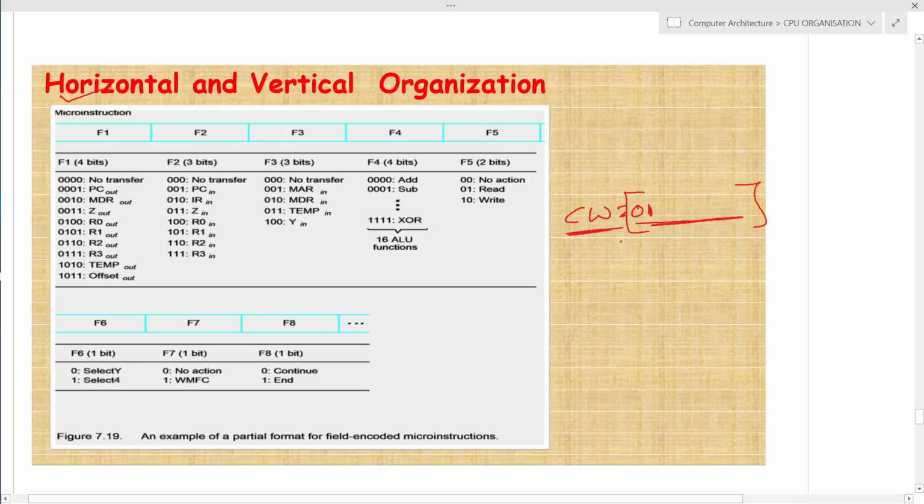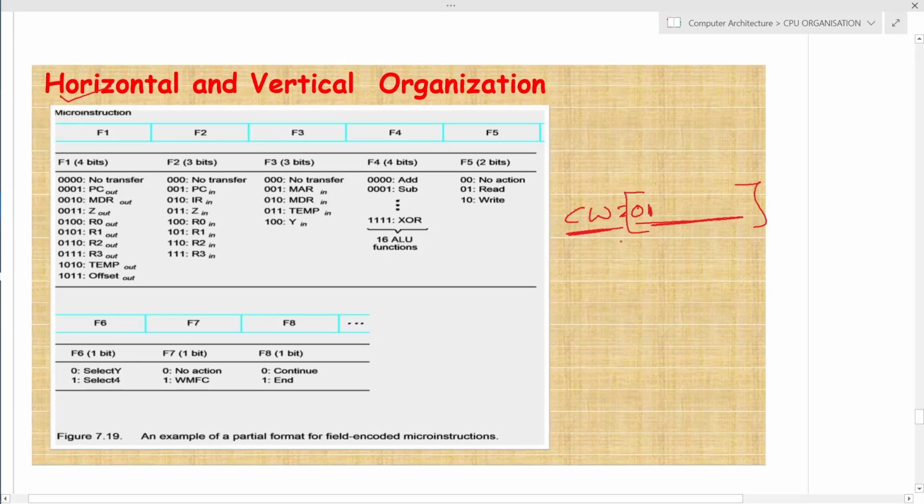So this type of signal can be grouped together, so that the number of bits represented in the horizontal approach, which is more than 60 or 70 bits, may be represented through fewer bits. This type of approach is known as the vertical organization of the microprogram control approach.